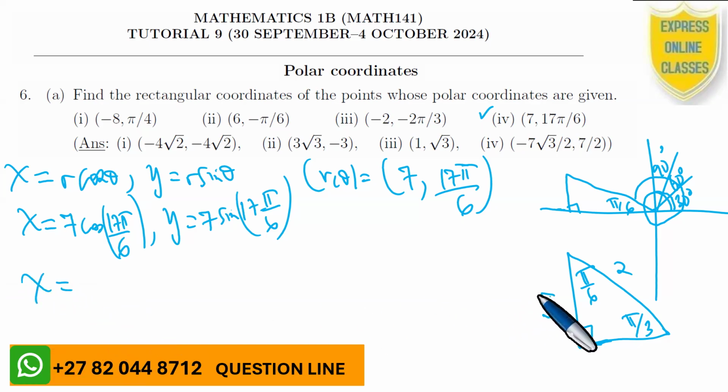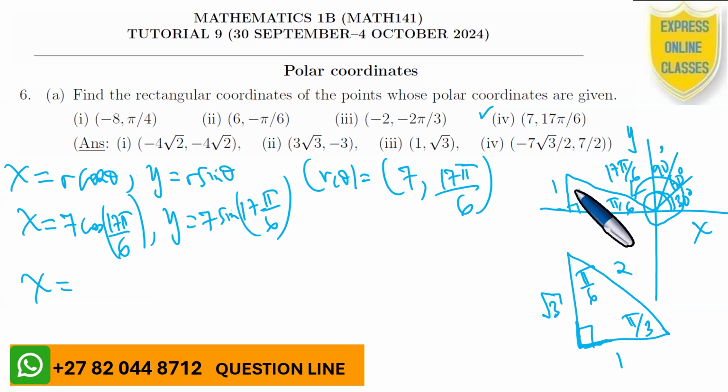So now at this point, what is the cosine of 17 pi out of 6, which is here? So the cosine of 17 pi out of 6 is going to come here as you put the pi out of 6. So if this is pi out of 6, opposite pi out of 6 is what? Opposite pi out of 6 is 1.